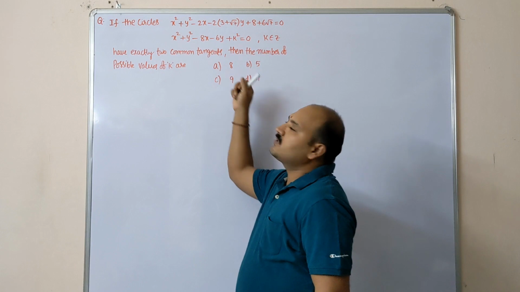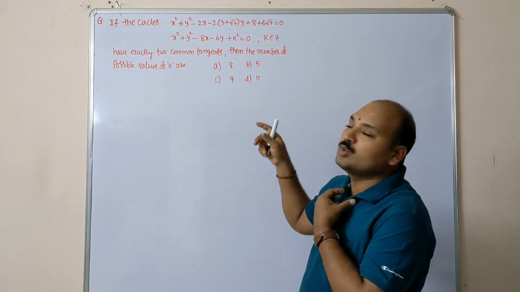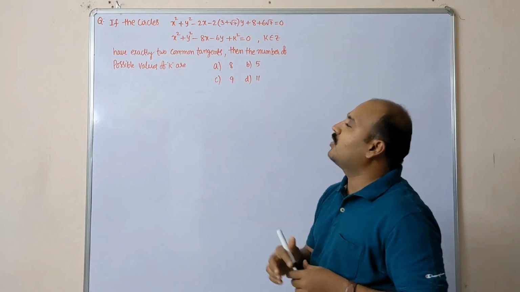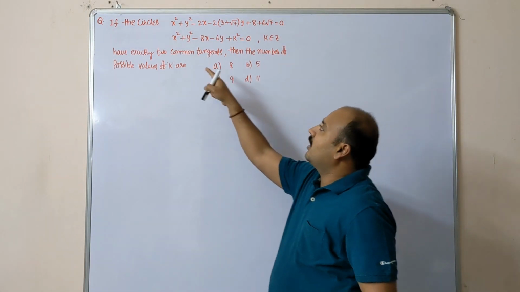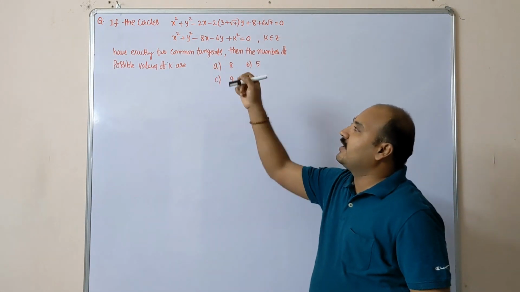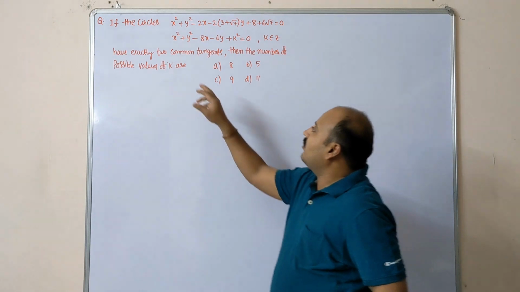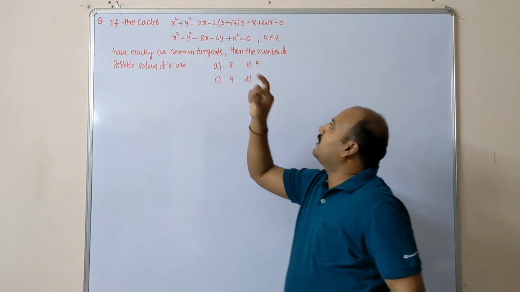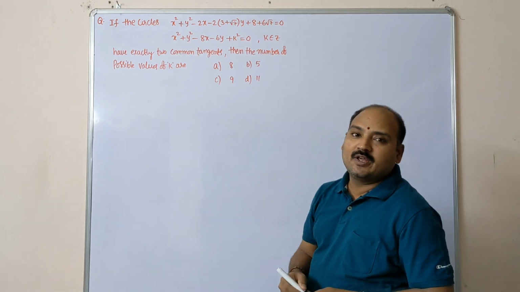If the circles x² + y² − 2x − 2(3 + √7)y + 8 + 6√7 = 0 and x² + y² − 8x − 6y + k² = 0 have exactly two common tangents, then find the number of possible values of k.